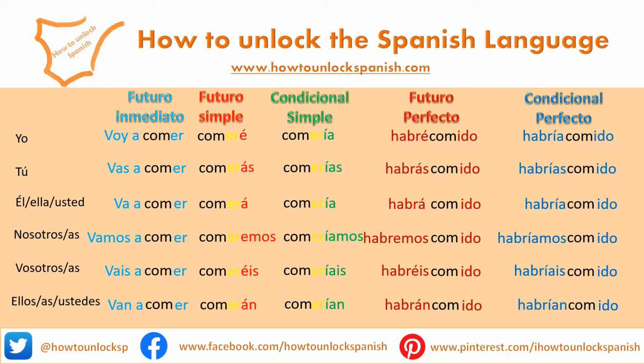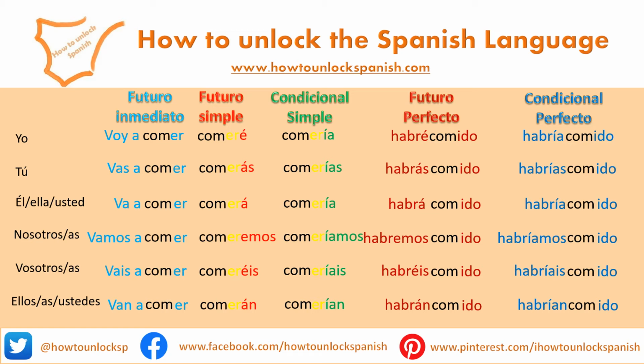Now we are going to conjugate the future tenses. So the futuro inmediato, immediate future, or certain future, is voy a comer. And it's very easy to form, to conjugate. We use the present of the verb ir, voy, vas, va, vamos, vais, van, plus a, plus the infinitive. So we will say voy a comer, vas a comer, va a comer, vamos a comer, vais a comer, van a comer. This future means I'm going to eat.